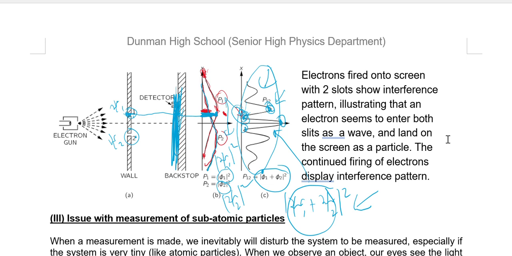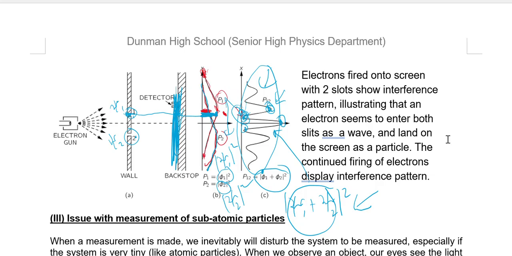But once I get detected by the detector, this is considered a measurement or an observation, which means that now I exist as a particle. And once I get detected as a particle, the wave function collapses. That means there's no more wave function already. Now I'm a particle. I completely exist at the point where I'm detected, right?